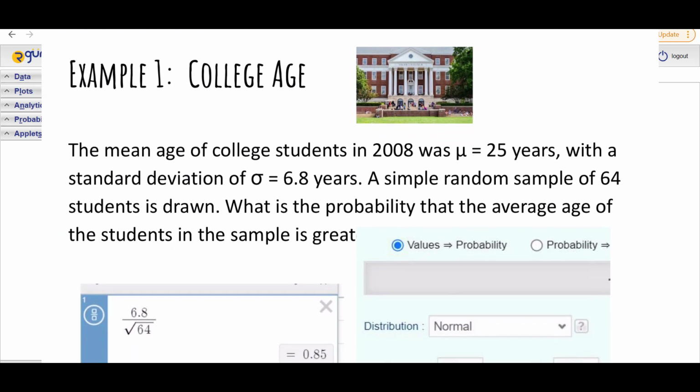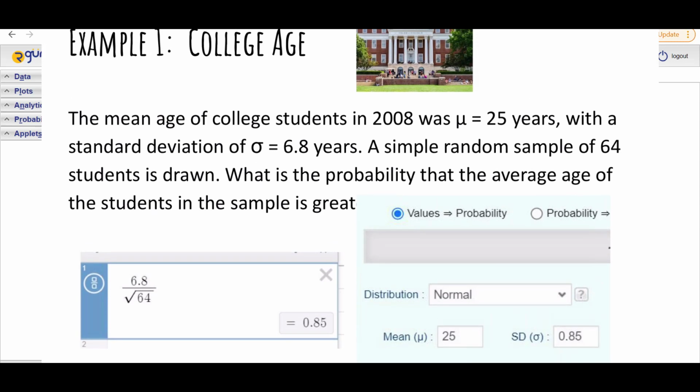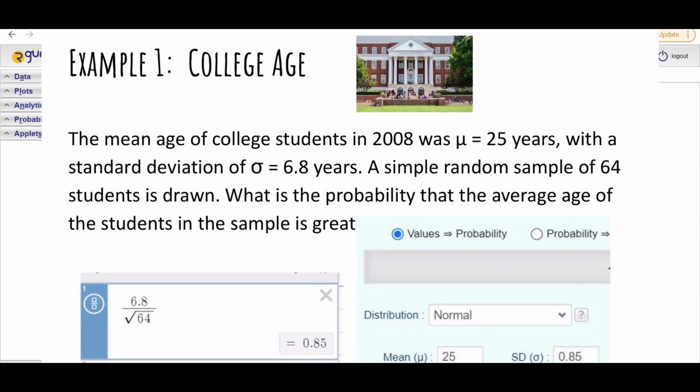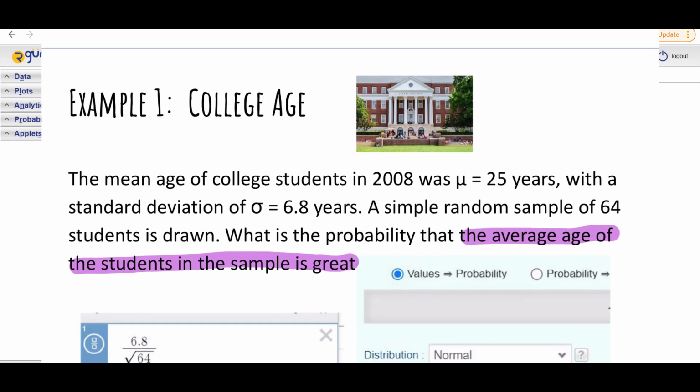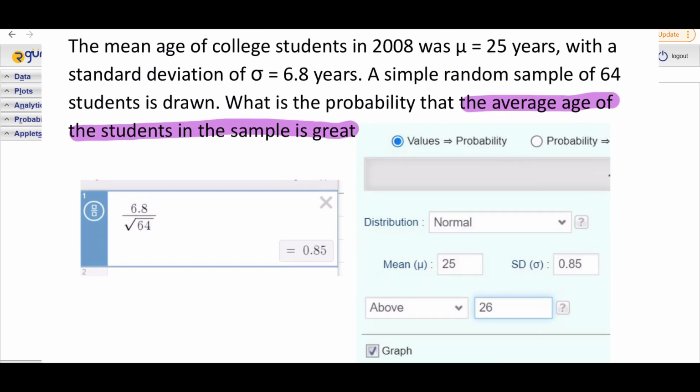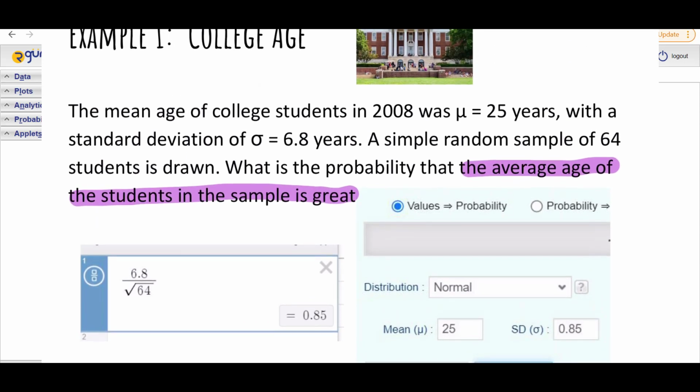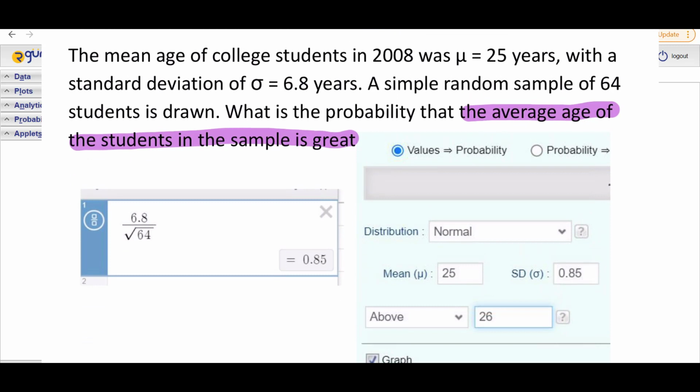So let's take a look at what I'm referring to here. The mean age of college students in 2008 was mu equals 25 years with a standard deviation of 6.8 years. Now that is the mean of the population and the standard deviation for the population. Moving on, a simple random sample of 64 students is drawn. What is the probability that the average age of students in the sample is greater than, and actually, let me move this a little, see if it'll let me move it. I'm thinking it's greater than 26, and it got cut off from the screen here.